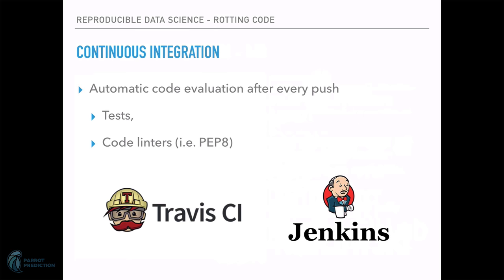You can also try to introduce some continuous integration into your projects. Data projects are specific, so probably you won't have some integration tests there, but it's a nice place to introduce, for example, code linters where you can analyze the syntax of your files, or just some basic smoke tests. And here also you can use free software available for public projects, Travis CI, or if you have access to your own machine, you can use Jenkins.